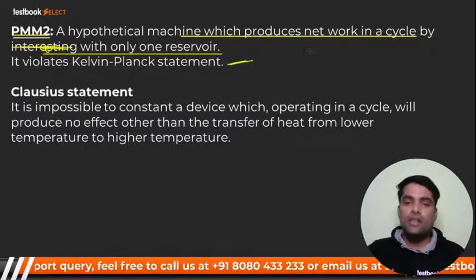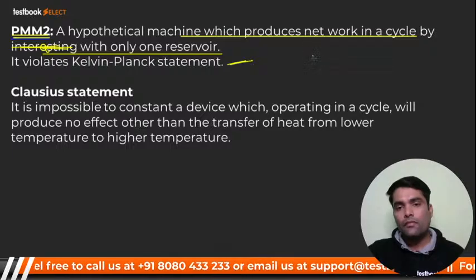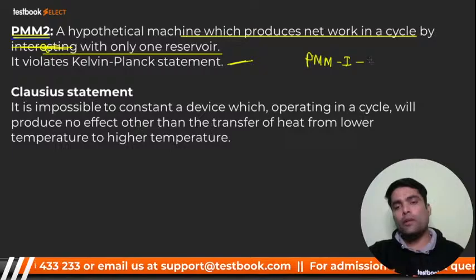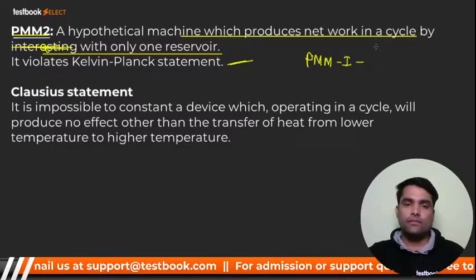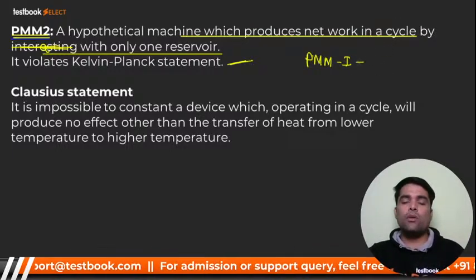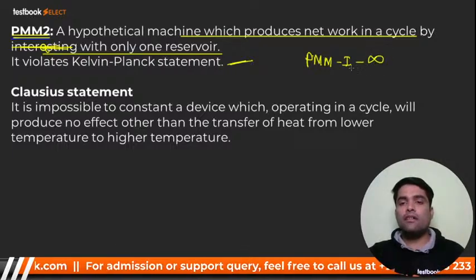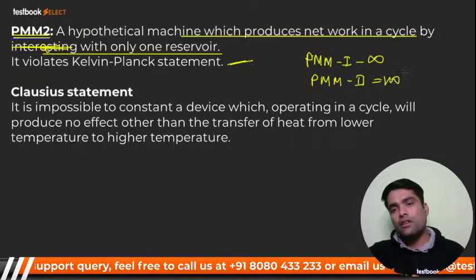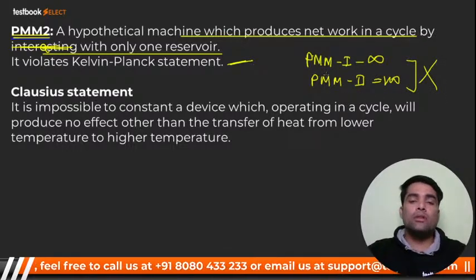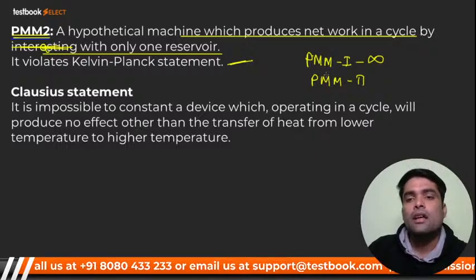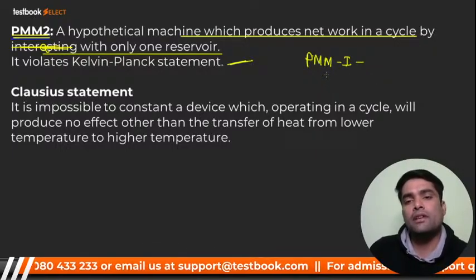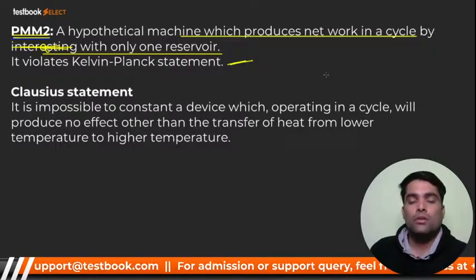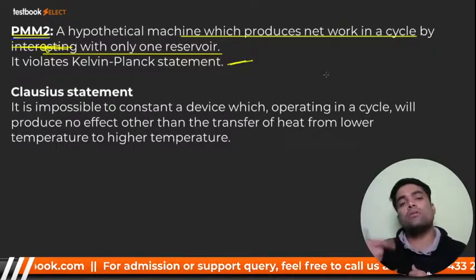Right, my dear, what question they'll ask, I'll tell you. They will say PMM1 has what efficiency, my dear? इसका efficiency क्या होगा? It is infinite, right? And PMM2 का क्या होगा? PMM2 का 100%. ये दोनों possible नहीं है. It's not possible. But you have to tell me, they will frame the question that PMM1 is not possible, has been concluded by the first law. PMM2 is not possible, has been concluded by the second law. You have to keep in mind कि कौन सा first law ने बोला था and कौन सा second law ने बोला था.